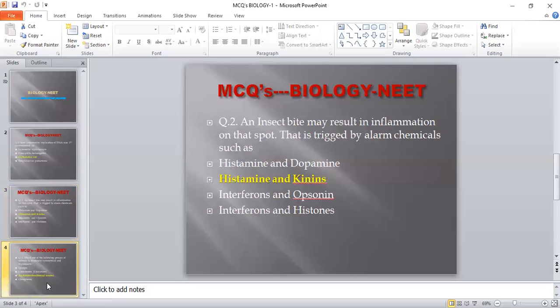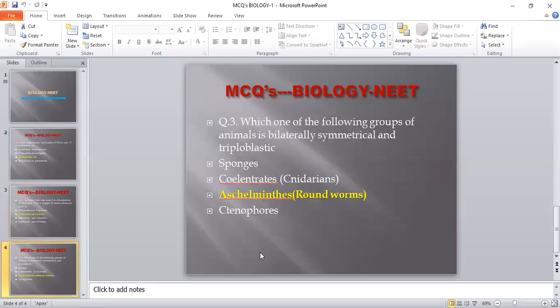Now, let us see our third question. Question number 3. Which one of the following groups of animals is bilaterally symmetrical and triploblastic? Options given are option A, sponges, option B, coelenterates, that is cnidarians, option C, Aschelminthes, roundworms, option D, ctenophores. Now, the correct answer of this question is option C, Aschelminthes, that is roundworms.